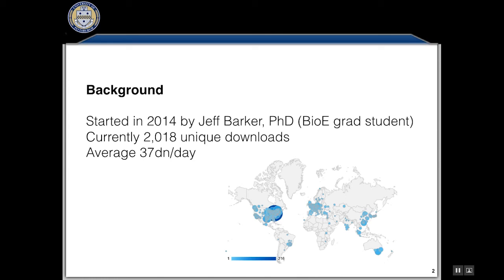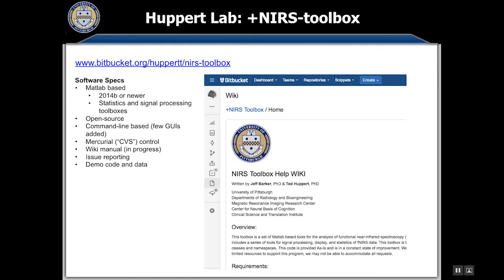But there are really unique features of NIRS. And so one of the continuing themes with this is going to be how the statistics really need to change to address those unique noise structures and features of the NIRS data. Okay, so the toolbox itself, the best place to get it is the Bitbucket site.